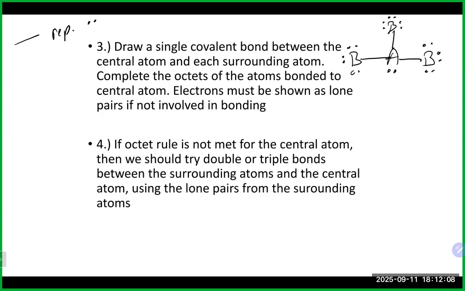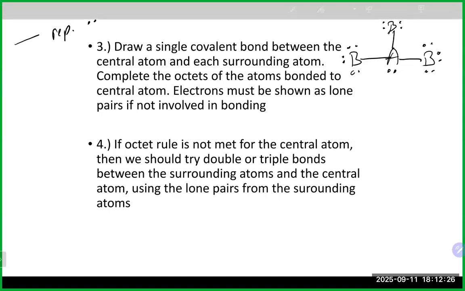At that point, what you want to do is make sure that everybody has met the octet rule. In my picture up there, everybody has met the octet rule, right? Everybody's got 8 electrons around it. Doesn't matter if they're dots, doesn't matter if they're lines. It's got 8 electrons.